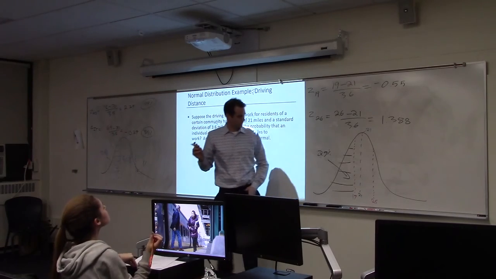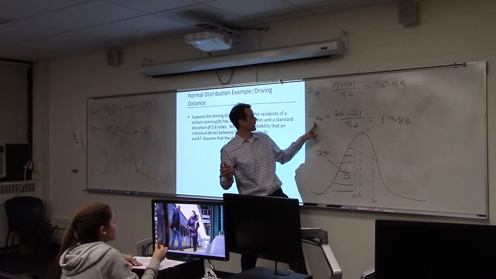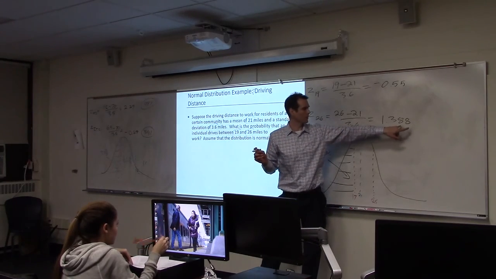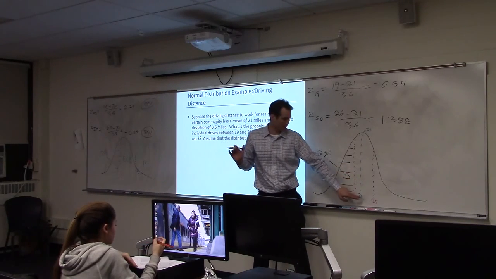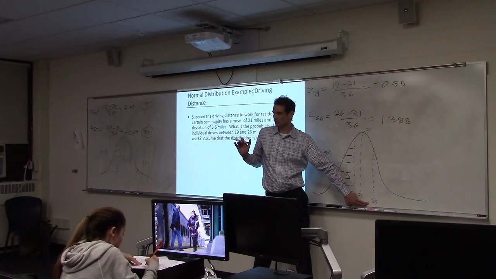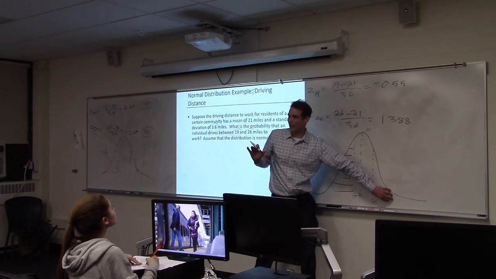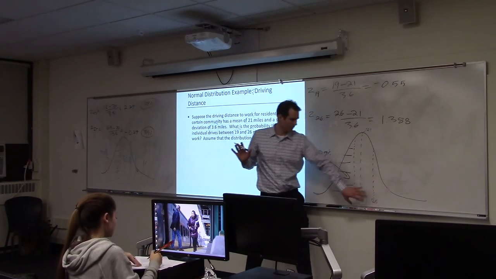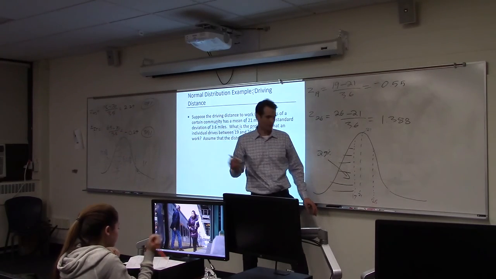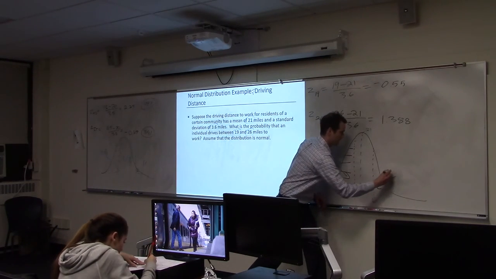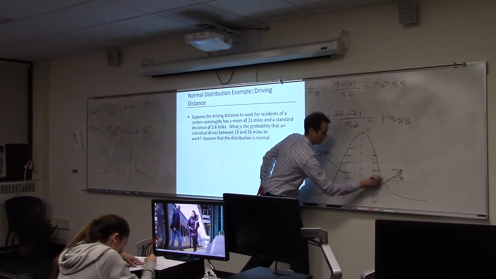Now, how about the z-score associated with 26 miles? That's 1.388. When we look up 1.388 on the z-table, what do we get? 93. I think it makes the most sense to calculate what we have over here in this part. If we have 93 below 26, what do we have above 26? 7%.